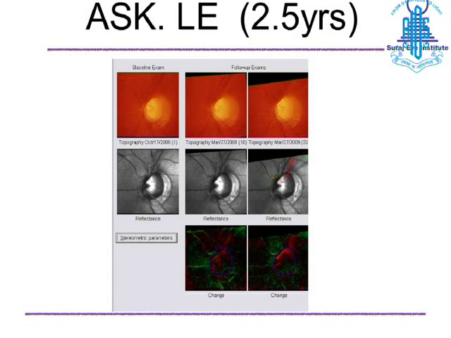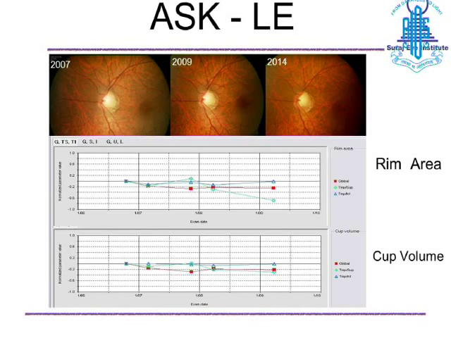We have a 2.5-year follow-up, and you can see the significant loss that's taken place in this image here. The red area shows that. And of course these photographs are not so clear, but when we take a look at them magnified, then the superior rim is lost and there is development of retinal nerve fiber layer defect in this area over a period of 7 years that this patient was followed up actually.